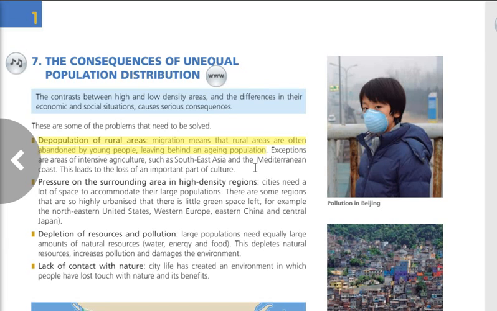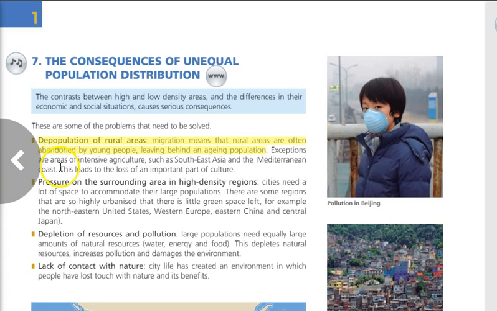Pressure on the surrounding area in high-density regions. Cities need a lot of space to accommodate their large populations. There are some regions that are so highly urbanized that there is little green space left. For example, the northeastern United States, Western Europe, Eastern China, and Central Japan.